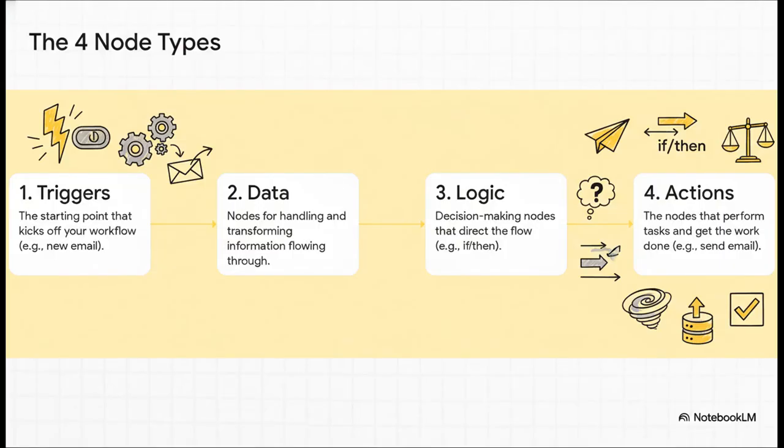First up, you've got your triggers. That's the starting pistol that kicks the whole thing off, like that new email arriving. Then you've got nodes for handling data, pulling out the important bits, like the customer's name. Third, you have logic nodes that act as the crossroads, making decisions. And finally, you have your actions, the nodes that actually do the work, like sending that reply. That's it. Every workflow is just a unique mix of those 4.